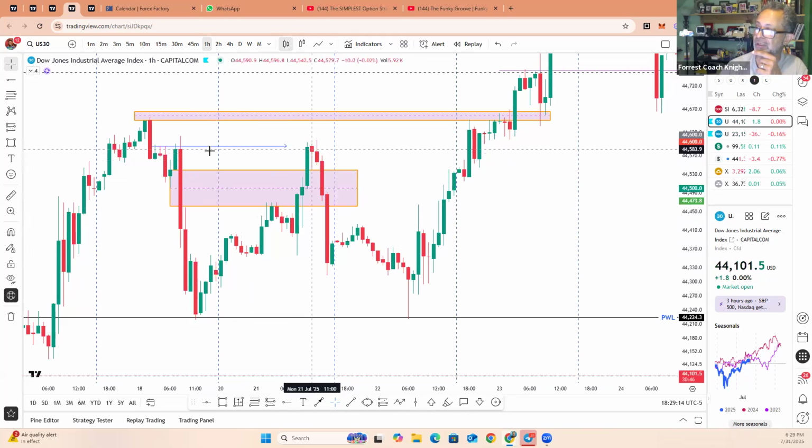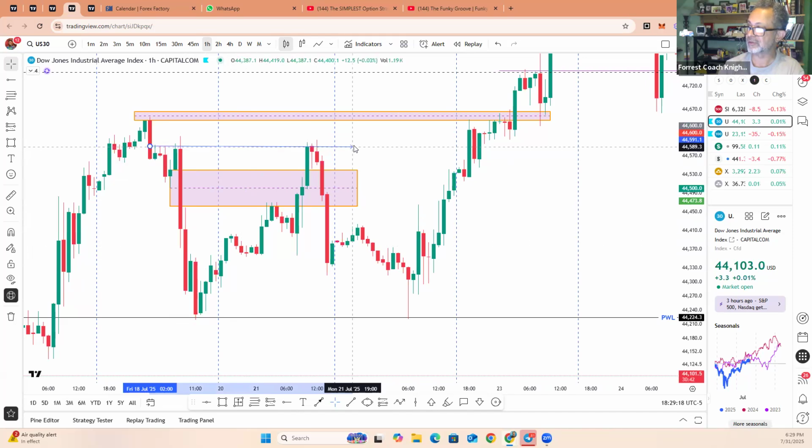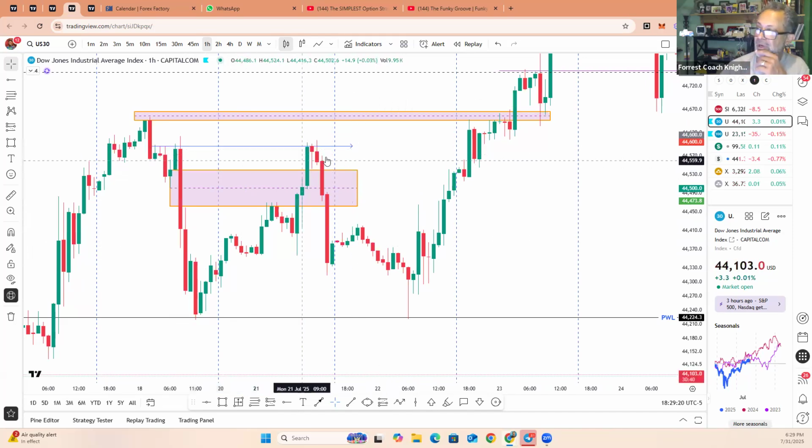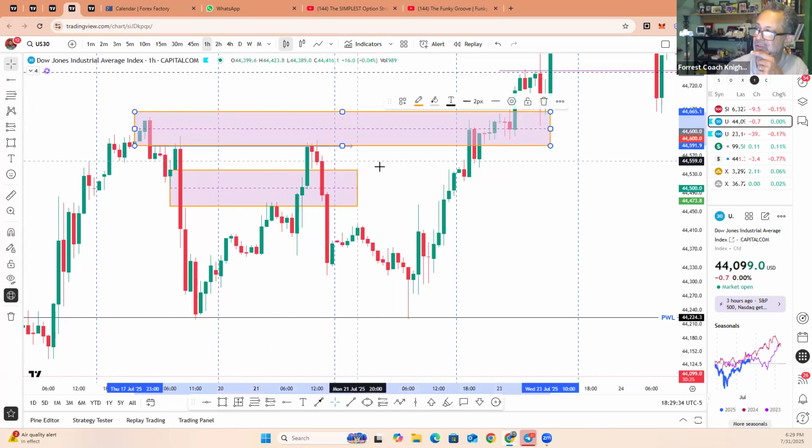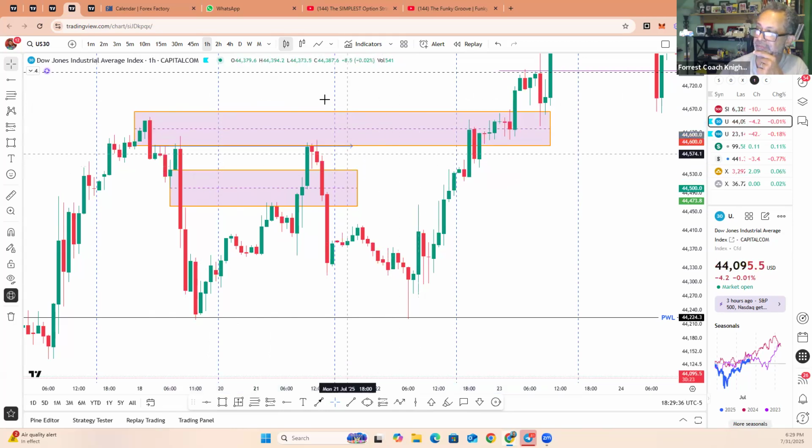Now where is it going? It came up to this level and paused. It gave us this really cool hangman, this really cool shooting star. So now I know I got resistance right here, right? This is sort of irrelevant right now. If you want to call this entire zone a resistance zone, right? If I wanted to pull this down here and do it like this, no problem in doing that at all, right?